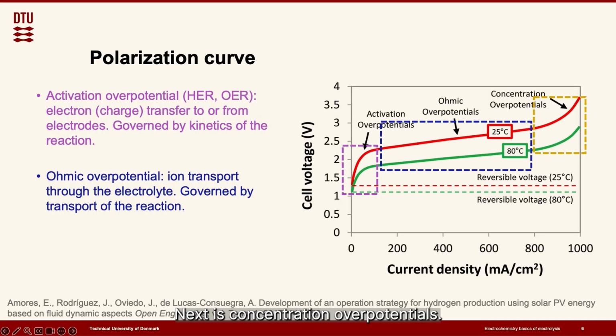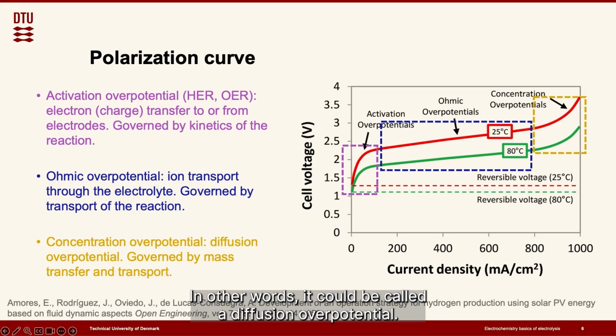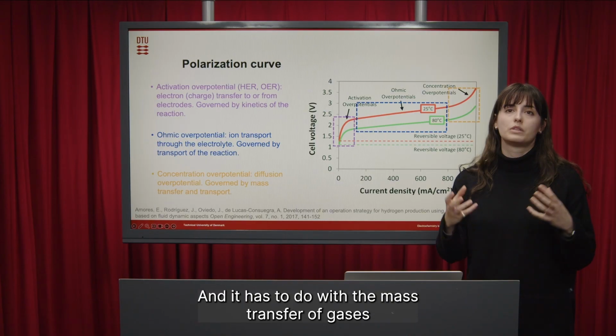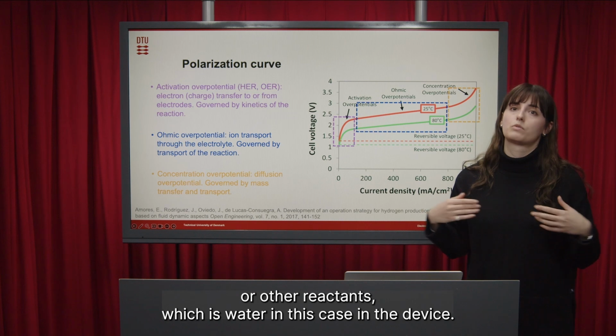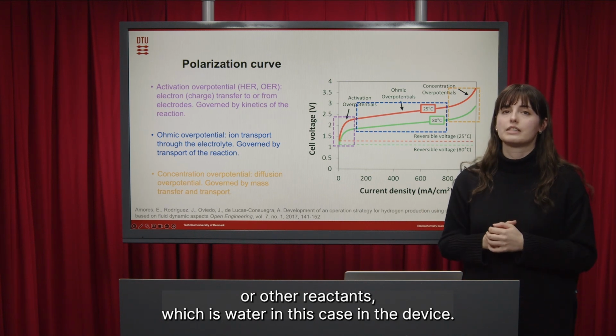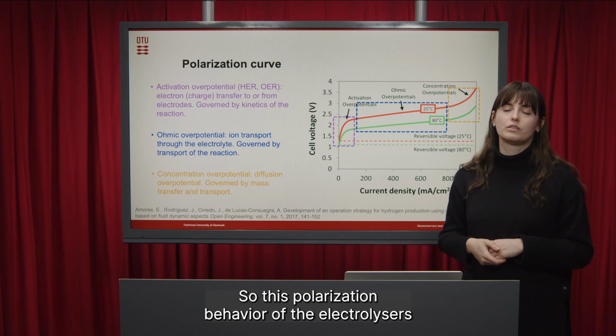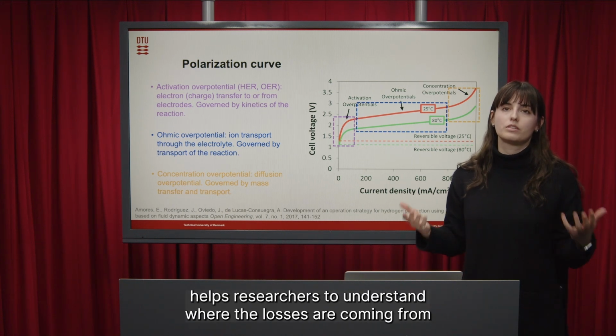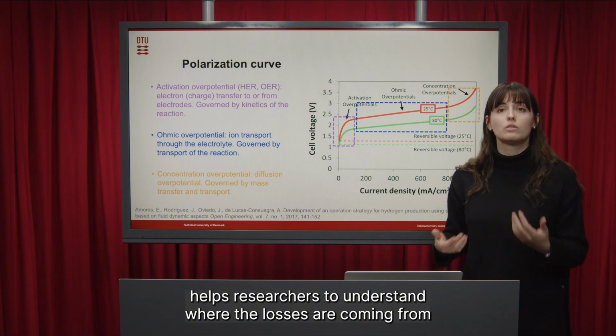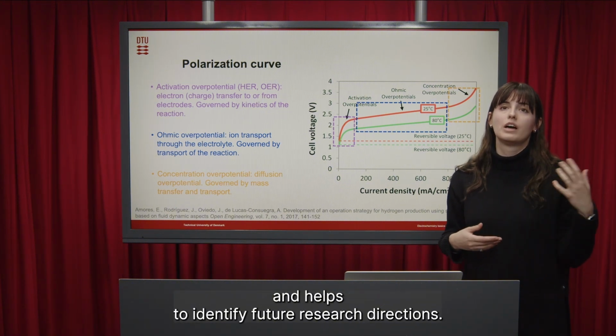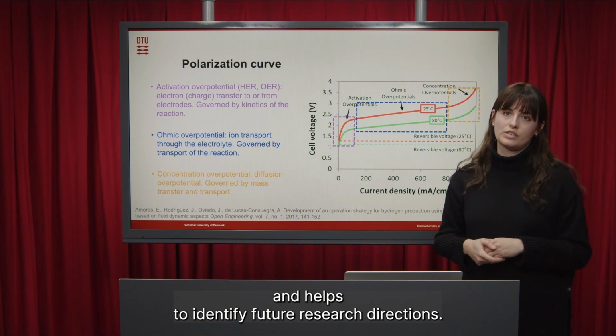Next are concentration overpotentials. In other words, it could be called a diffusion overpotential, and it has to do with the mass transfer of gases or the reactants, which is water in this case, in the device. So this polarization behavior of the electrolyzers helps researchers to understand where the losses are coming from and helps to identify future research directions.